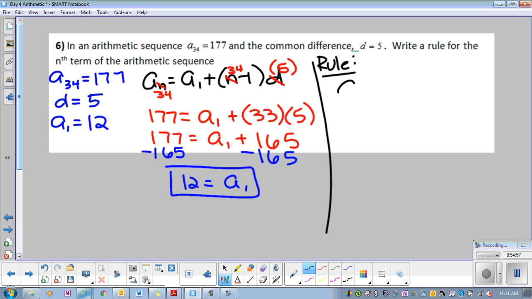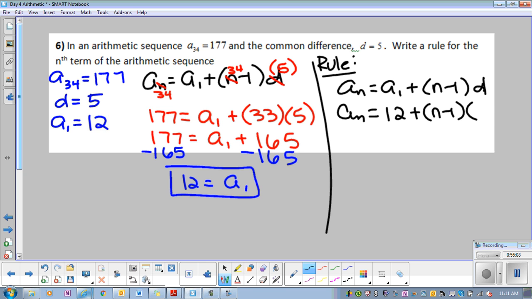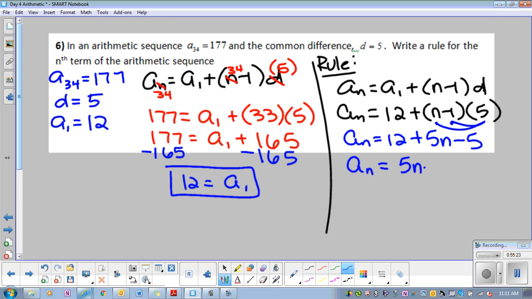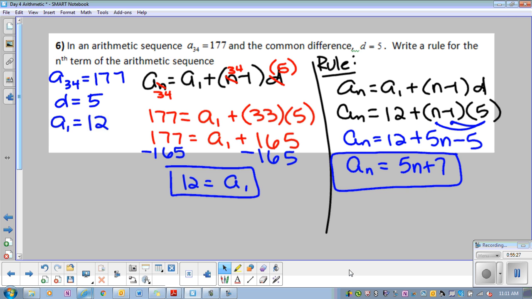A sub n equals a sub 1 plus n minus 1 times d. A sub n equals a sub 1, which is 12, plus n minus 1 times 5, right? Distribute. So a sub n equals 12 plus 5n minus 5. A sub n equals 5n plus 7. That is your rule.